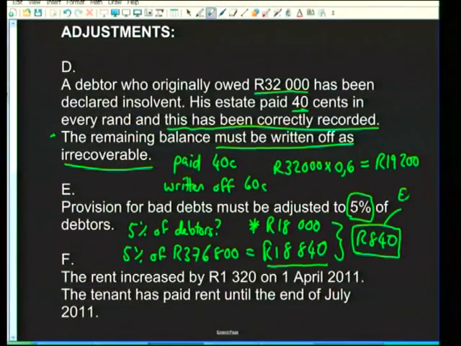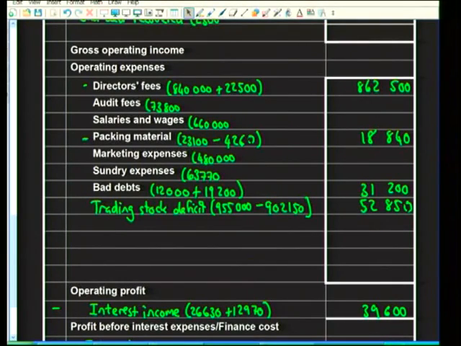Now, your rule is that if the provision needs to be increased, the adjustment is actually an expense. If the provision needs to be decreased, the adjustment is an income. Now, in our example, the existing provision was 18,000. We need to increase it to 18,840. So because it is an increase of 840, that increase is actually an expense. So we're going to take that number and we're going to write it under the income statement, under the operating expenses section, as provision for bad debts adjustment.